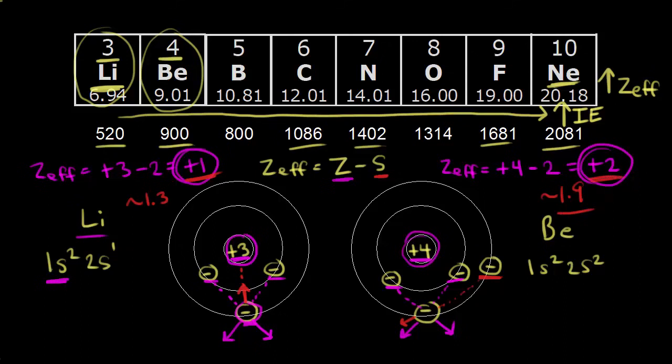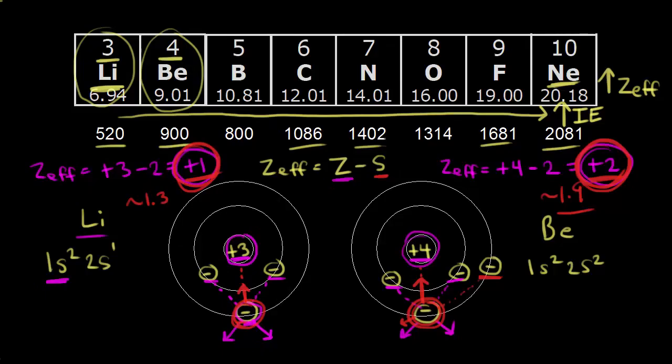So the outer electron for beryllium, let's just choose this one again, is feeling an effective nuclear charge of +2, which means that it's going to be pulled closer to the nucleus. There's a greater attractive force on this outer electron for beryllium as compared to this outer electron for lithium. The effective nuclear charge is only +1 for this outer electron.